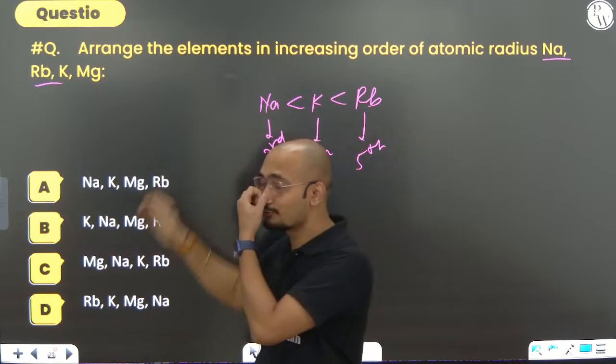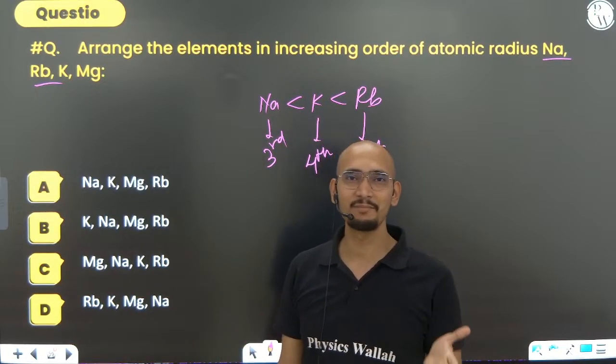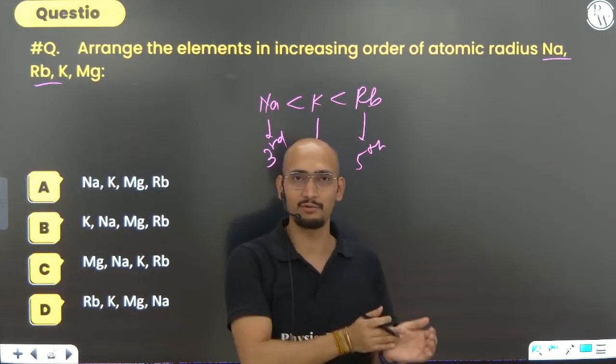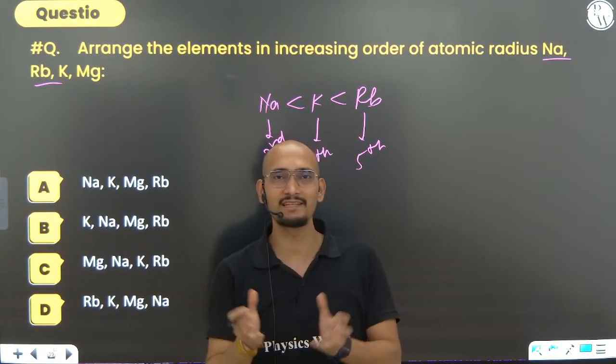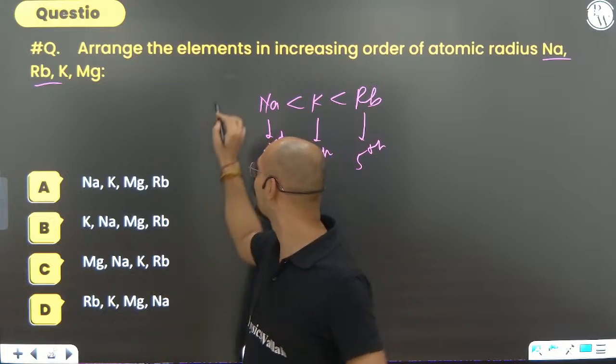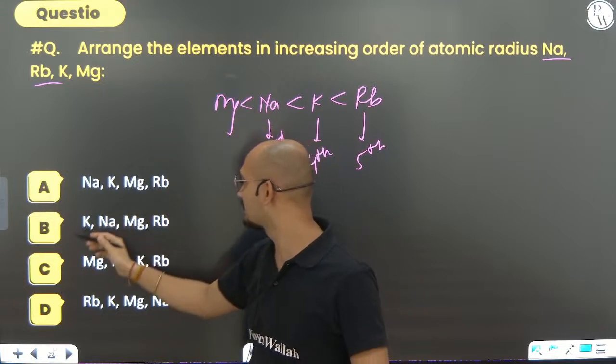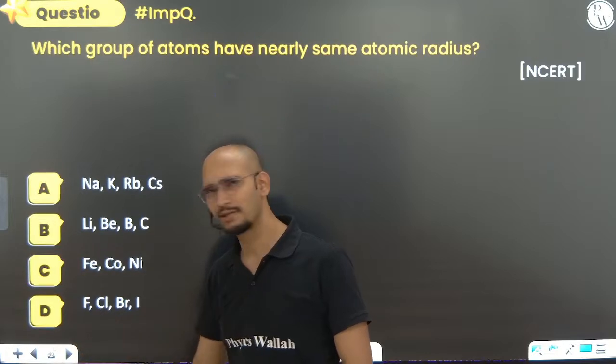But if you talk about sodium and magnesium, you are going from left to right, so magnesium is to the right of sodium. What we can say is that magnesium will have the smaller size. So magnesium is smallest. So magnesium, sodium, potassium, rubidium. Okay, can you see that?